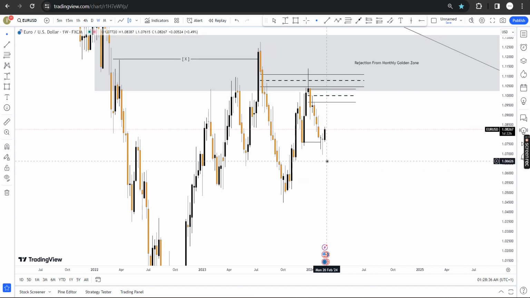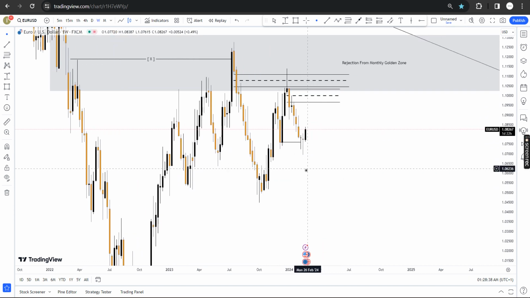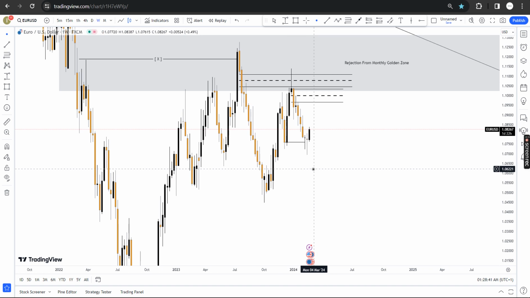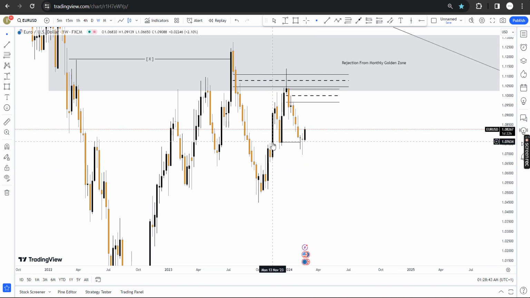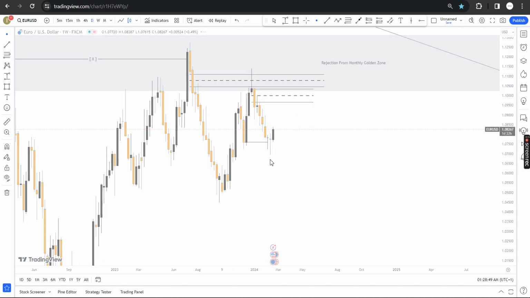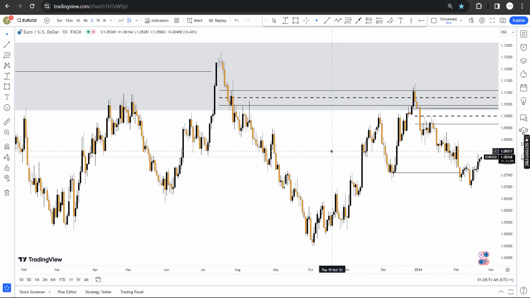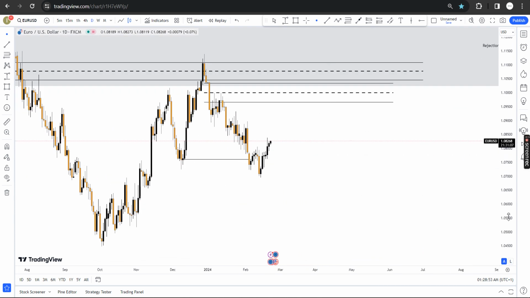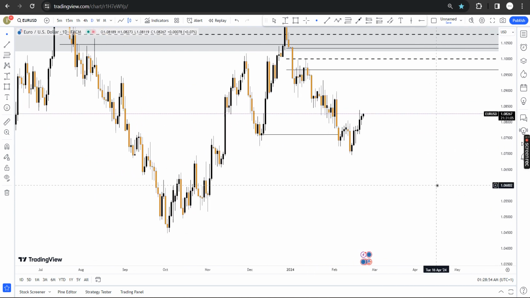So where's the next entry we can get from here, right? So this is the weekly filled liquidity, filled the fair value gap and rejected. Let's go down to the daily time frame. Now on the daily time frame, see something interesting is happening here.